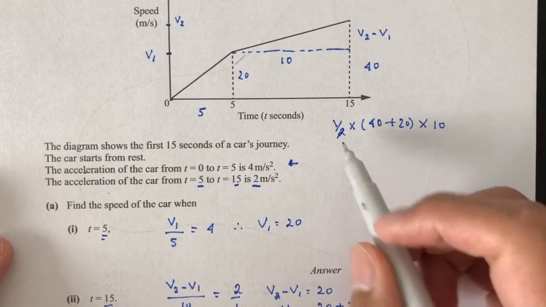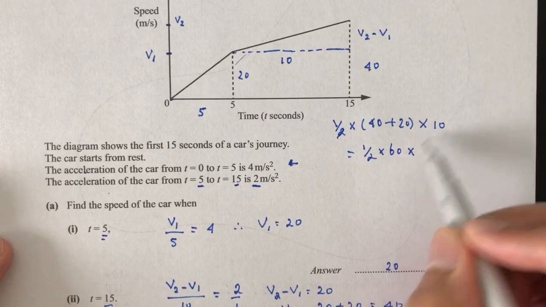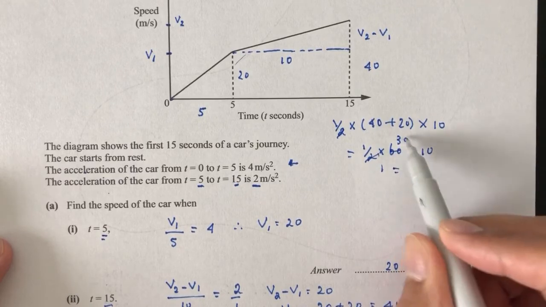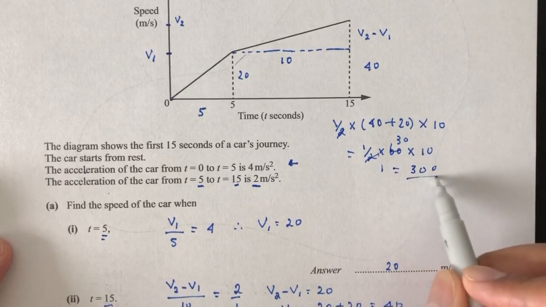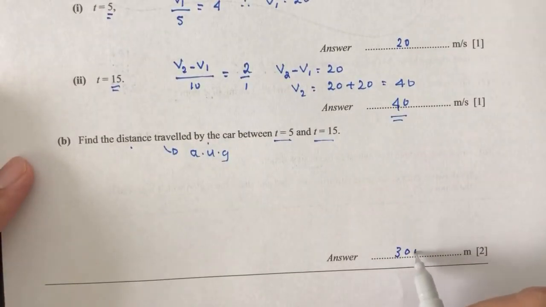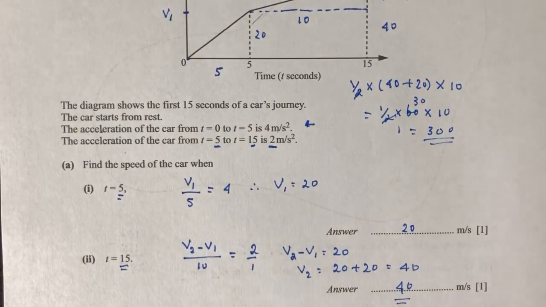Okay, so let's simplify, we get half times 60 times 10. So half of 60 is 30. So 30 times 10 will be 300. So your answer will be 300 meters for the distance traveled between these two times. And that is for question number 20.